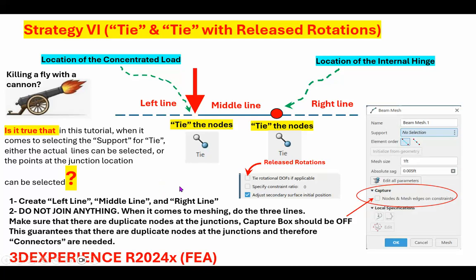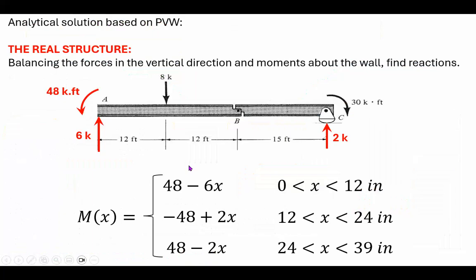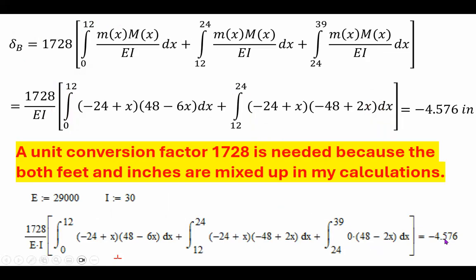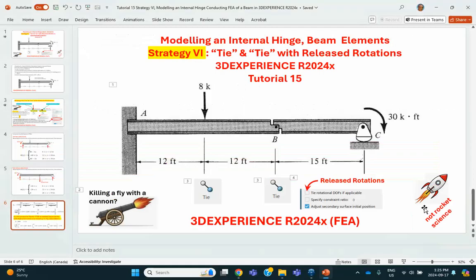Make sure you don't join anything here, because you want to have duplicate nodes. And make sure that when you mesh these lines separately, this box is unchecked, because if it is checked, depending on the tolerance that you put in there, these 2 nodes may collapse onto one another. Maybe you don't want to do that. Here's the analytical solution using the principle of virtual work, and you get roughly 4.58 inches. Let's go do that.